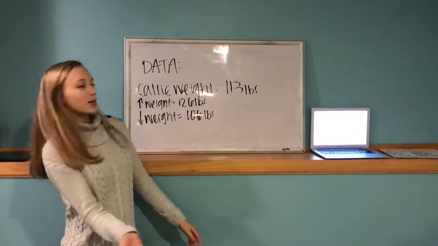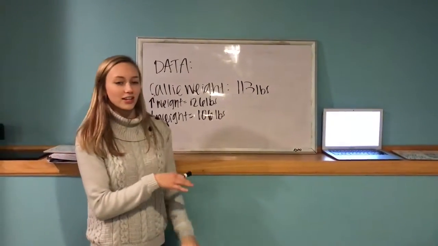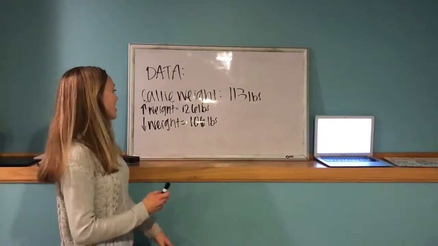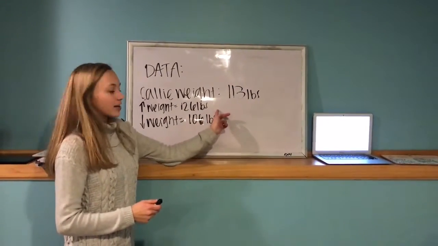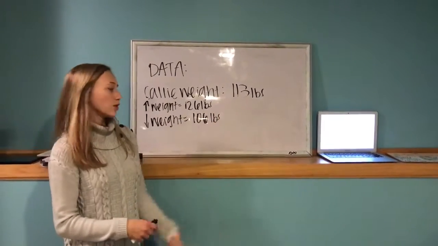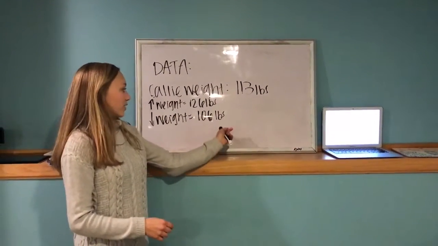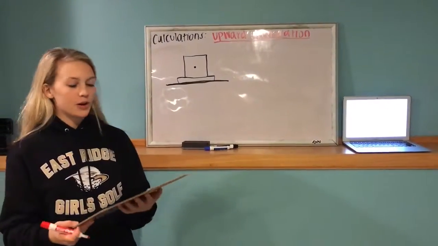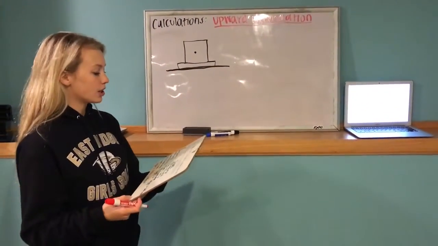So this is the data we collected from the experiment. When I was standing on the scale without going in the elevator, I was 113 pounds, and then as the elevator accelerated upwards, my weight fluctuated to 126, and on the way down, it dropped to 106. So we're going to do the calculations to find our upward acceleration.